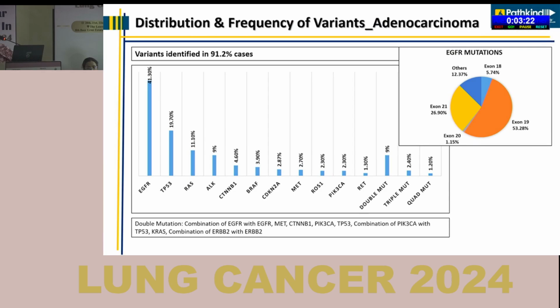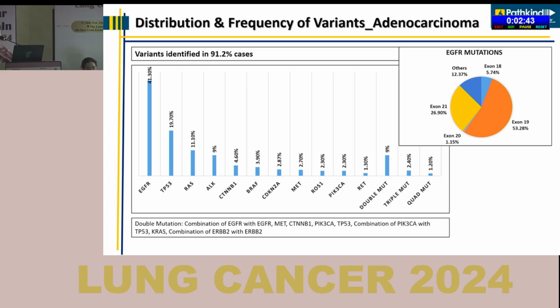This is the distribution and frequency of the variants that we saw amongst the adenocarcinomas. In this, we were able to identify variants in 91.2% of cases. As has been shown by other speakers also, and in concordance with the already published literature, the largest mutation positivity was seen in EGFR, which was 41.3%, followed by TP53, RAS, ALK, and so on.